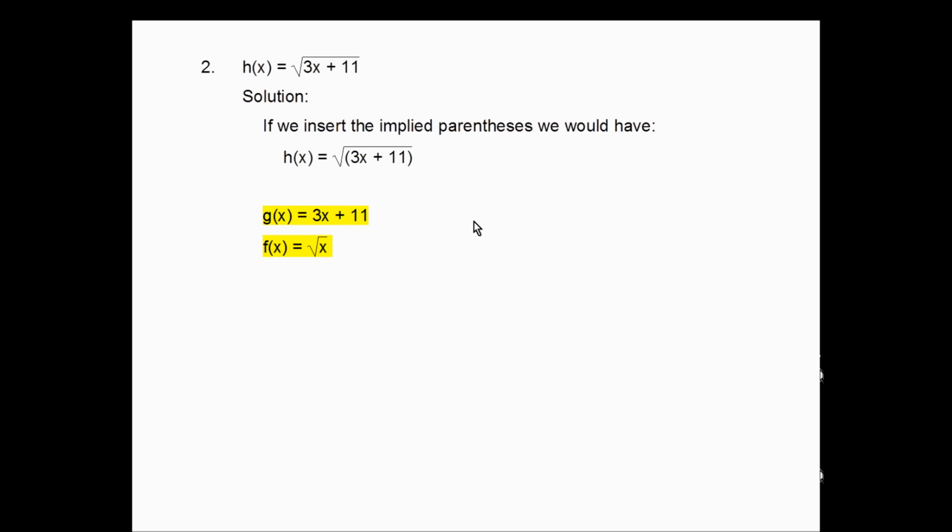Okay, now if you're just saying, oh, it's the square root function, you've got to take the square root of something, and that's what the x is, taking the square root of x. And let's try one more. Number 3, h of x is 3 over x plus 4 squared. Okay, so 3 over x plus 4 squared.